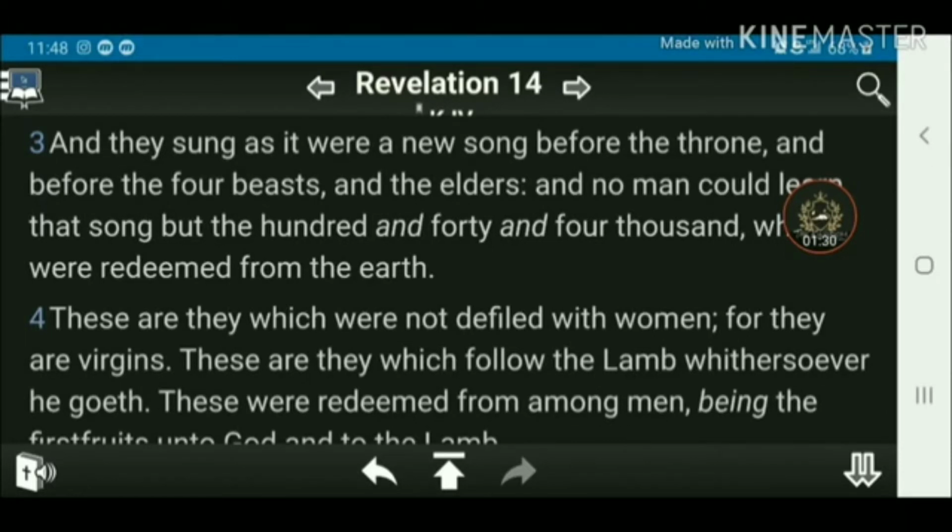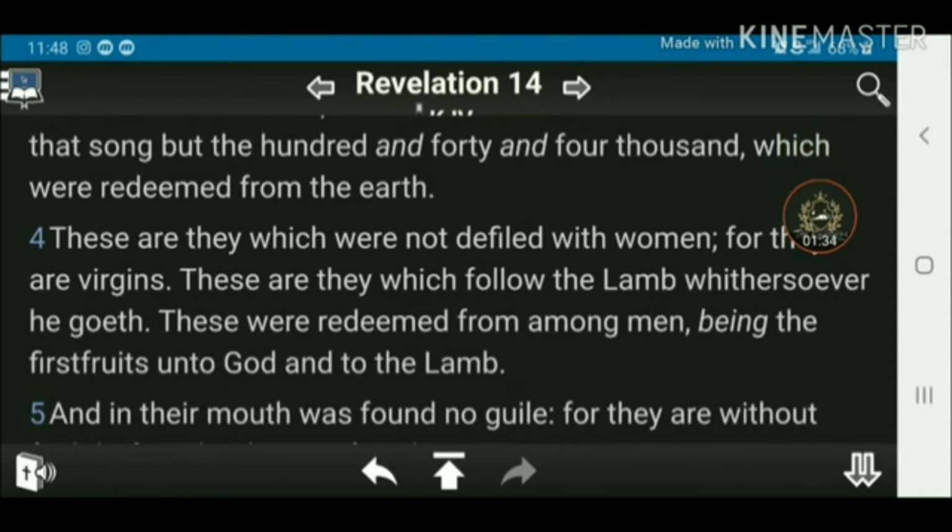These are they which were not defiled with women, for they are virgins. These are they which follow the Lamb whithersoever he goeth. These were redeemed from among men, being the first fruits unto the Most High and to the Lamb.